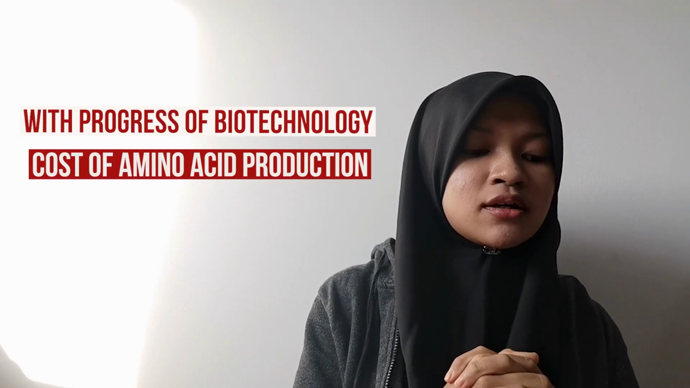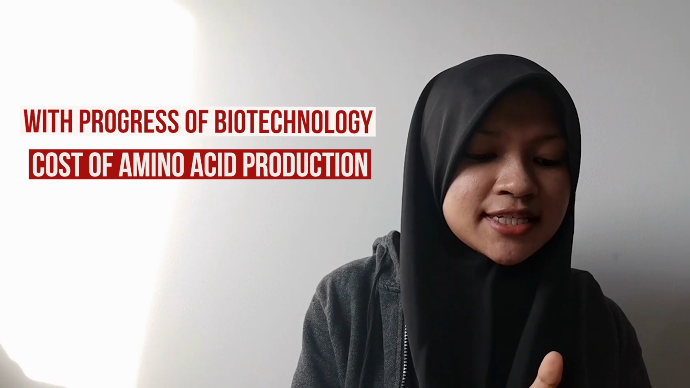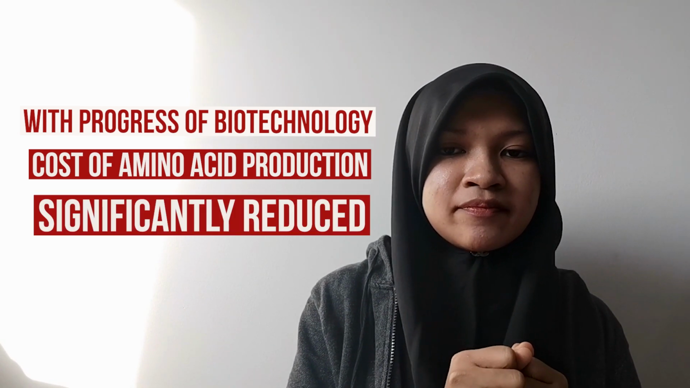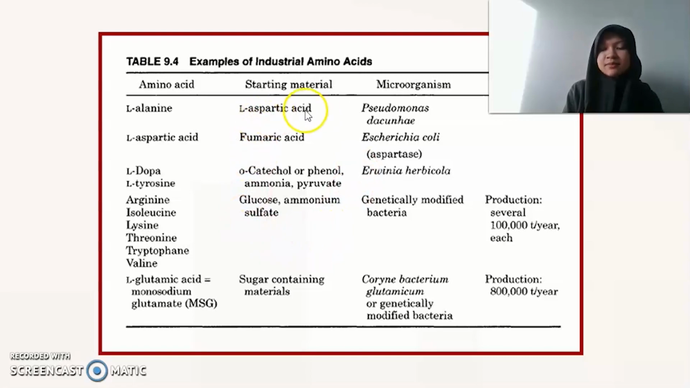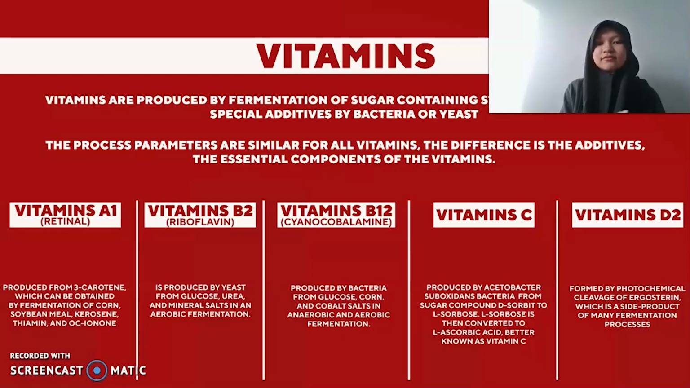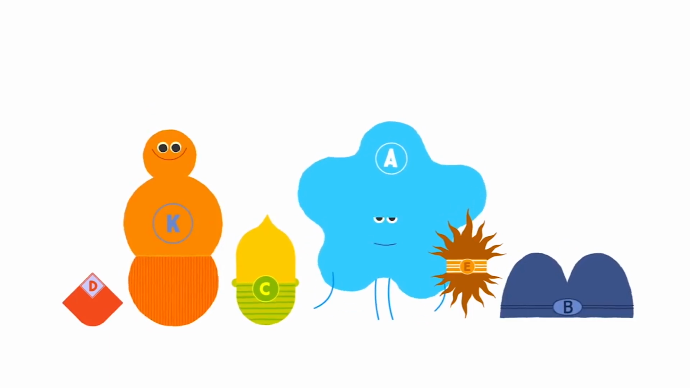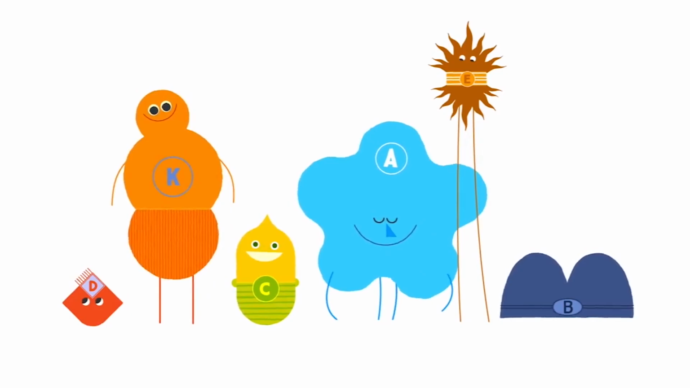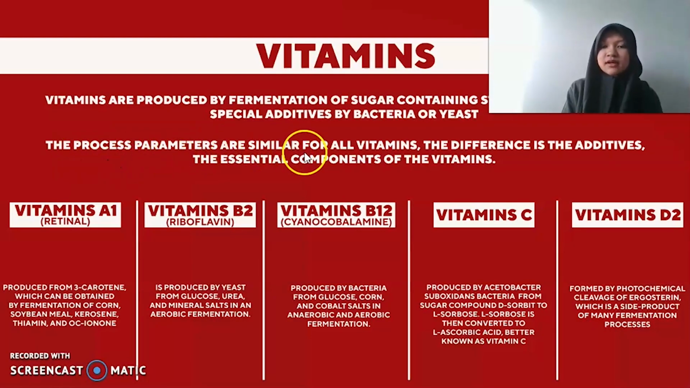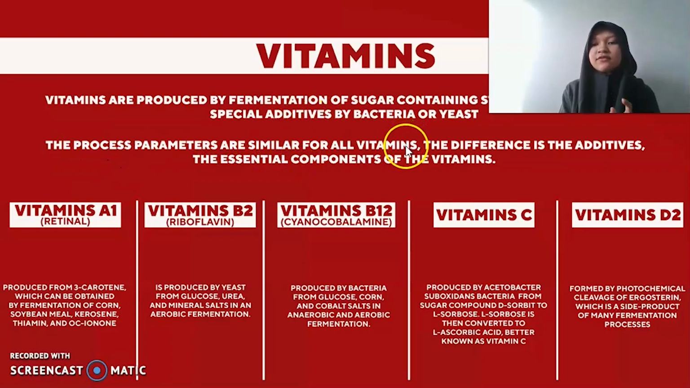And until today, with the progress of biotechnology, the cost of production of each amino acid has been significantly reduced. As you can see here, there are many starting materials that can be used to produce amino acids. Next one, vitamins. Vitamins are produced by fermentation of sugar-containing starting materials and special additives by bacteria or yeast. For vitamins, the process parameters are similar for all vitamins.